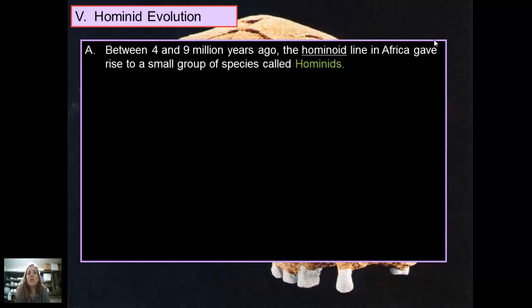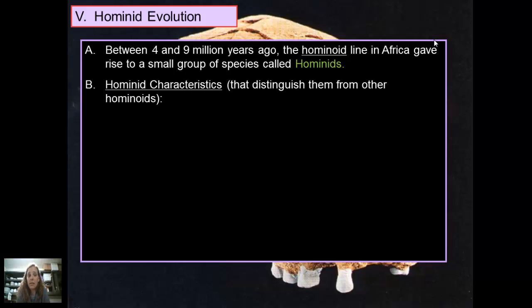A common ancient ancestor lived sometime between 4 and 9 million years ago in Africa and eventually gave rise to hominids. So, what are some characteristics that distinguish hominids from other hominoids? What distinguishes ancestors of modern humans from other great apes?